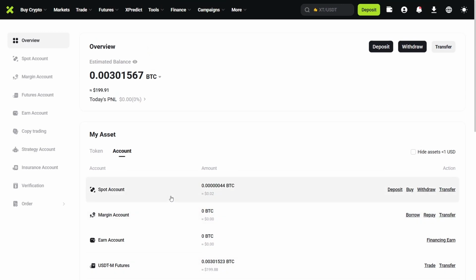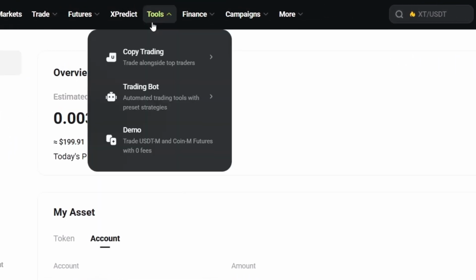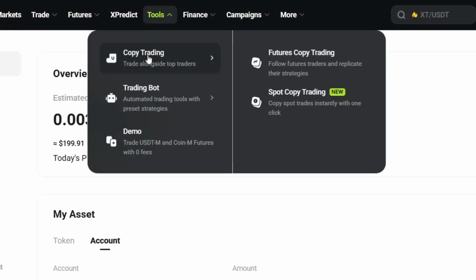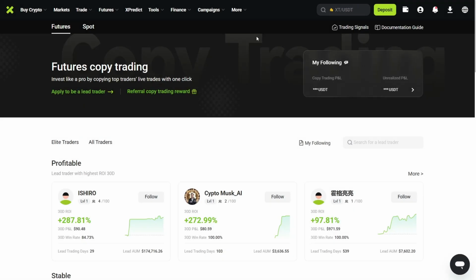So now we can head to copy trading. If we just go to the top under tools, click on copy trading and futures copy trading. Copy trading lets you automatically copy the trades of an experienced trader. When they open or close a position, the same action is taken in your account based on your copy trading settings. This experienced trader is called a lead trader.